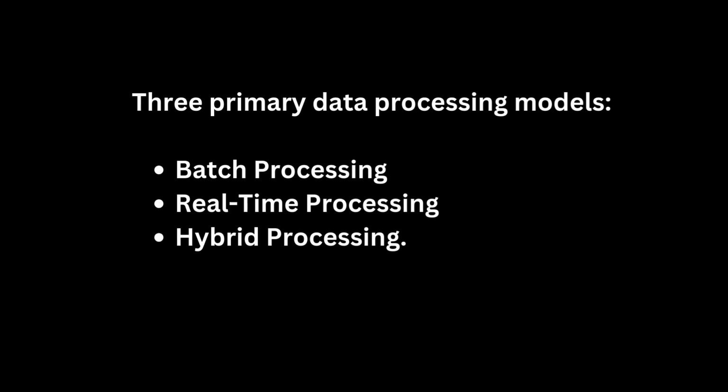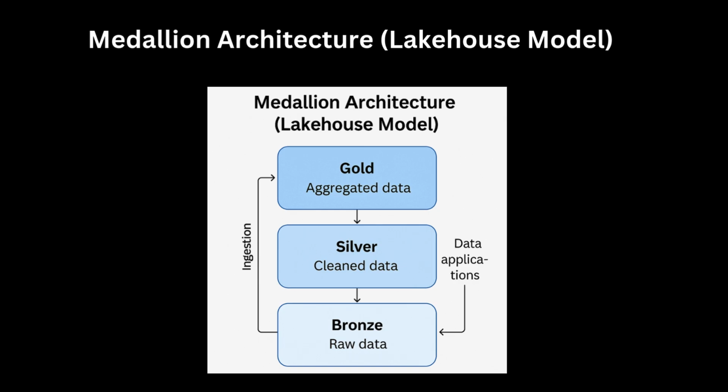The Medallion architecture is a data design pattern used in modern Lakehouse environments to organize and process data in layers, improving quality and reliability as it moves through each stage. It is commonly implemented in platforms like Delta Lake, Databricks, and Apache Spark. The architecture consists of 3 main layers.